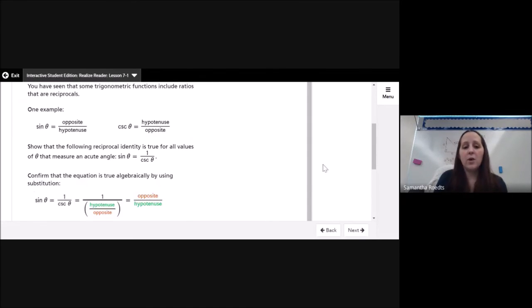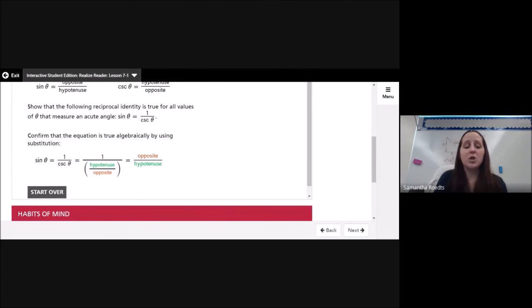I can confirm that the equation is true algebraically by using substitution. Sine theta equals 1 over cosecant theta, which equals 1 over a hypotenuse over the opposite, which when I simplify that equals opposite over hypotenuse, which is the definition of sine.